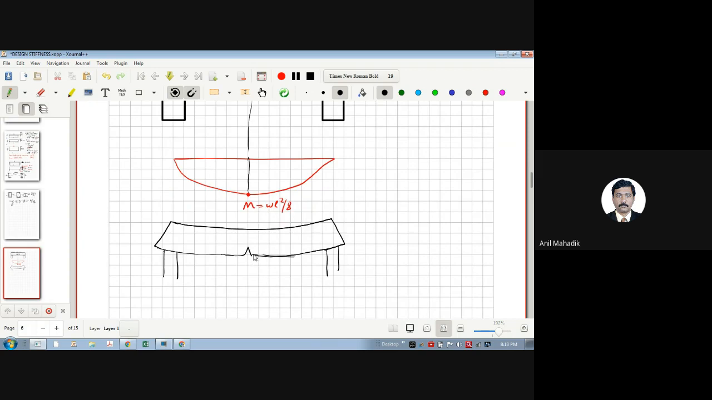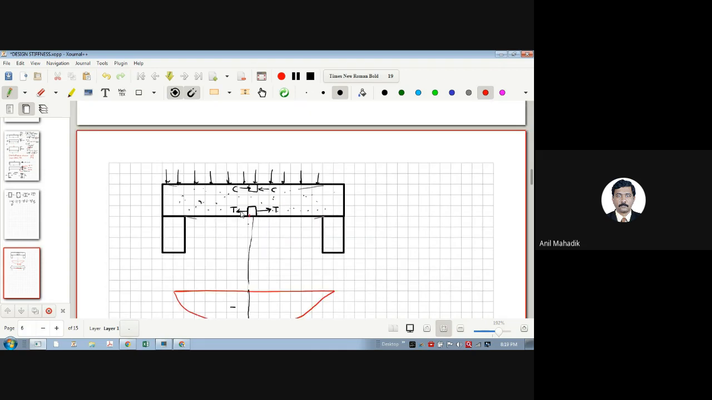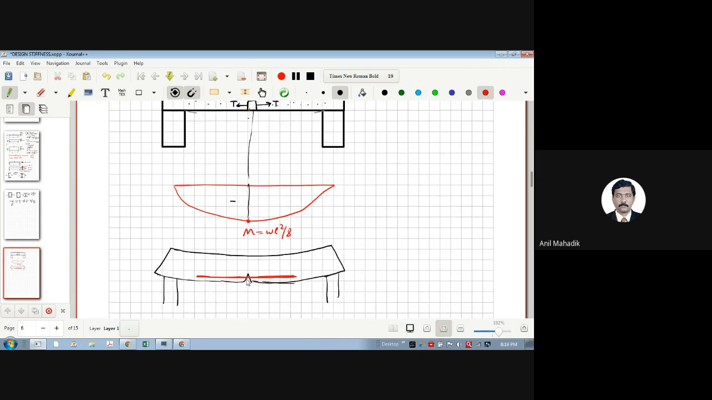Now if you want to avoid this crack, what will you do here? Provide reinforcement. Yes, so you will provide reinforcement here. And what should be the direction of reinforcement? Something like this. Correct? Yes, sir. So I am providing reinforcement in the direction of the tension force. You can see the direction of tension is like this, and that means my reinforcement direction will be the same. And then it will arrest this crack and it will not form the crack. So this is my reinforcement direction.